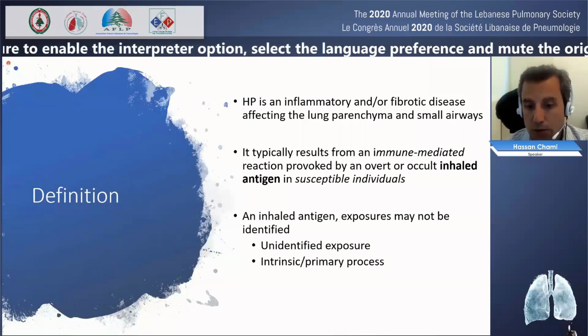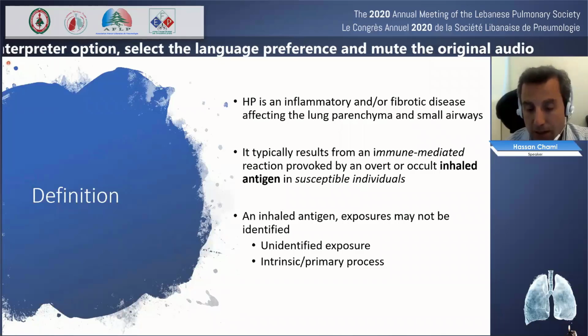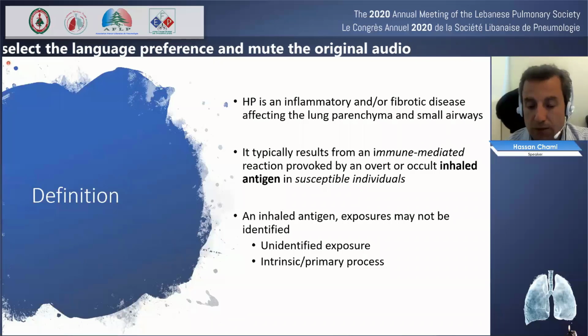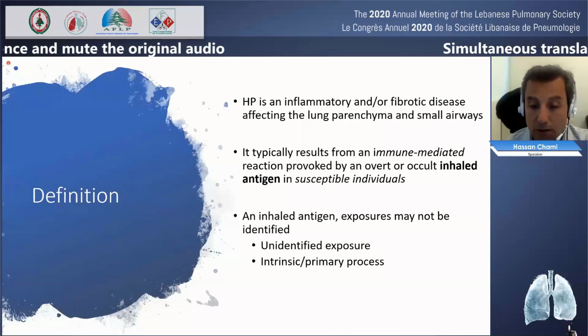So the exposure would be either unidentified, or there's a possibility that the process is intrinsic or a primary process. So that's still to be determined.